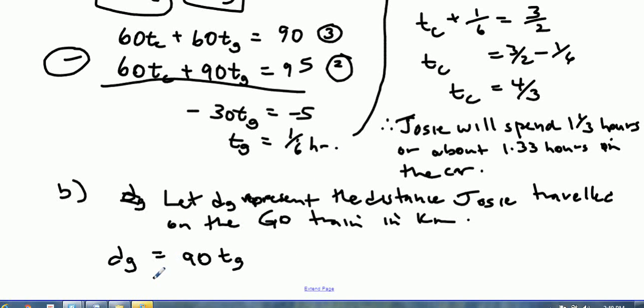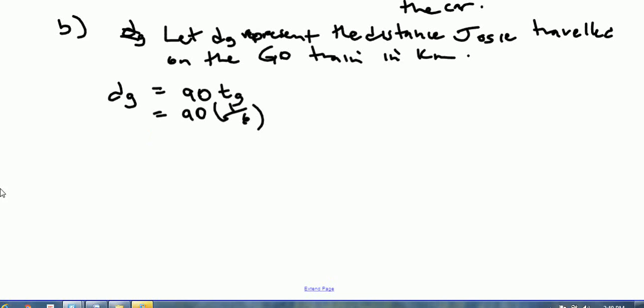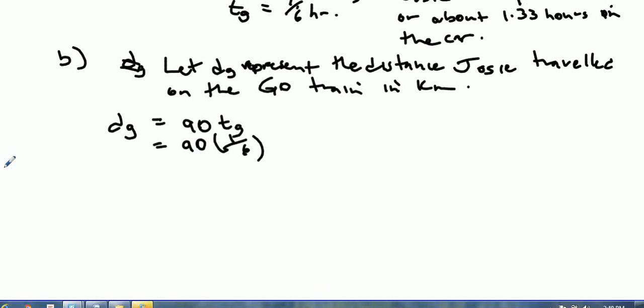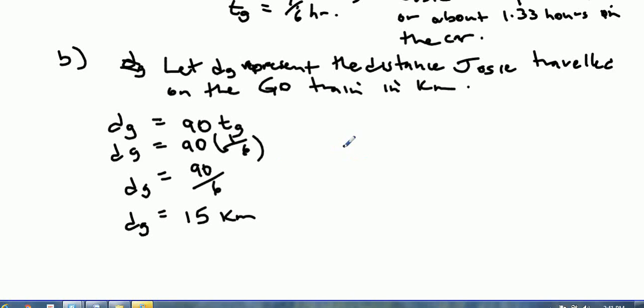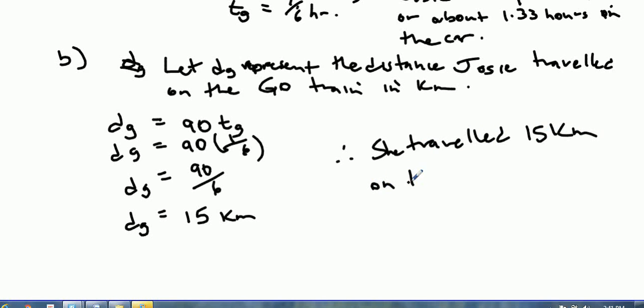We figured out what TG was. That's going to be 90 times 1/6 of an hour, which is 10 minutes if we were working in minutes, but because this is 90 kilometers an hour, we have to use hours. So DG is 90 over 6, which comes out to exactly 15 kilometers, right? The distance was in kilometers, so therefore, she traveled 15 kilometers on the GO train.